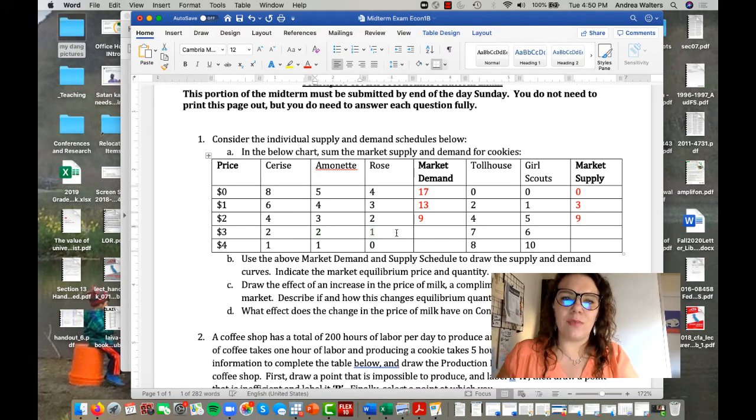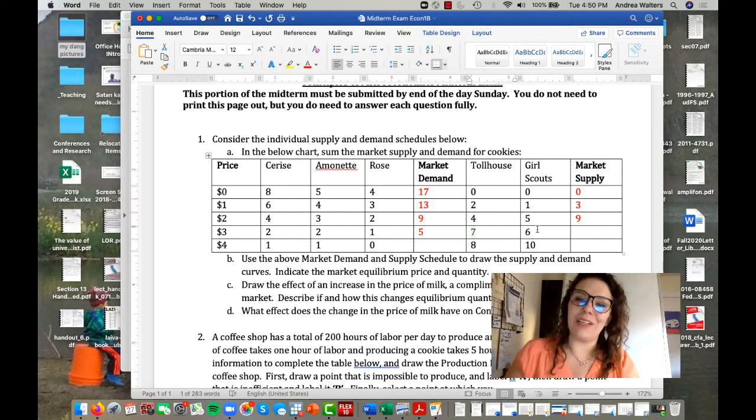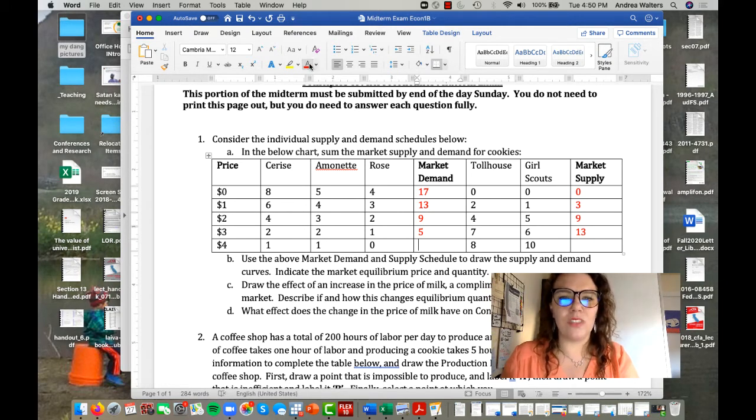And then as the price goes up, quantity demanded goes down again. Now 2 plus 2 plus 1 is 5. Market supply goes up, obeying that law of supply, right? Upward sloping supply curve. Now at $3, the market is willing and able to supply 13 cookies to the market. And then at a price of $4, Cerise wants 1 cookie, Aminette wants 1 cookie, and Rose wants 0, giving us market demand of 2, while the market supply is 8 plus 10, or 18.